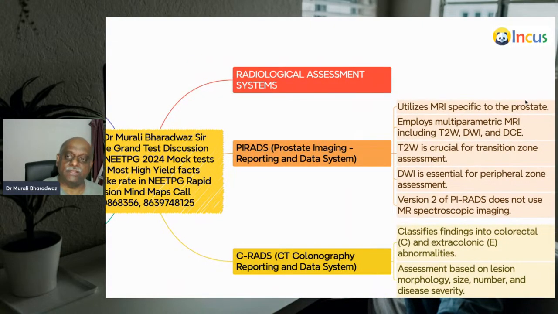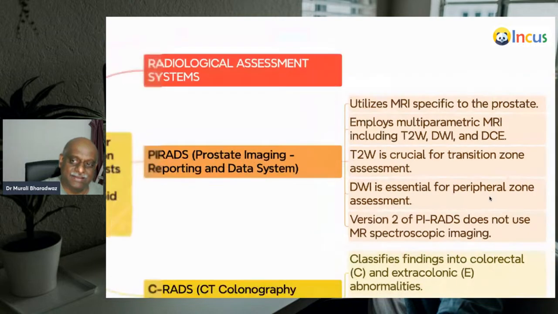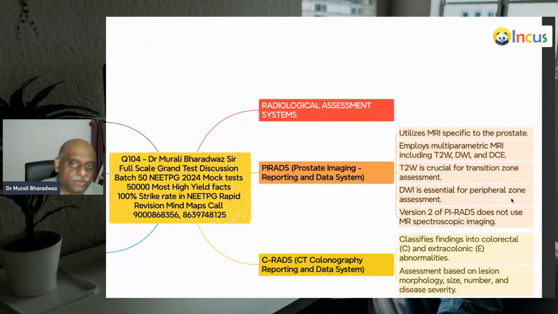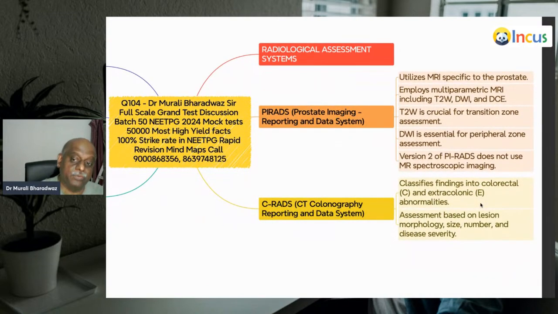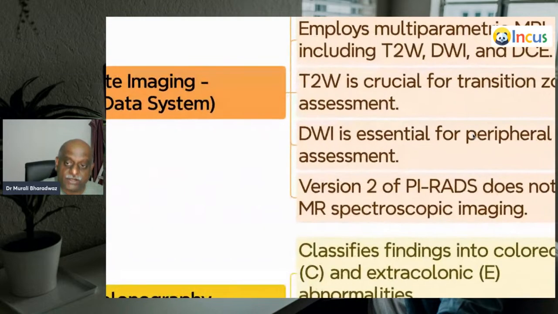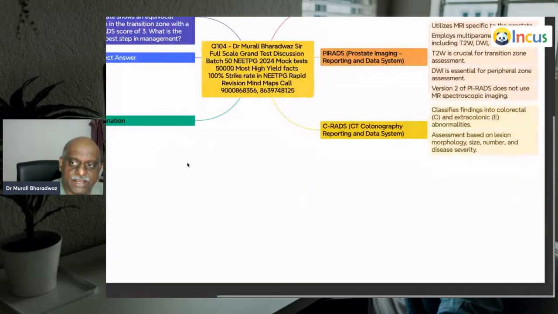It employs 3 things. T2 weighted images, which is crucial to identify transition zone assessment in the prostate. Diffusion weighted image to know the peripheral zone assessment. So that is what it uses, and the PI-RADS score is a way to do the assessment. And version 2 of PI-RADS does not use MR spectroscopic imaging. That's what you need to understand.